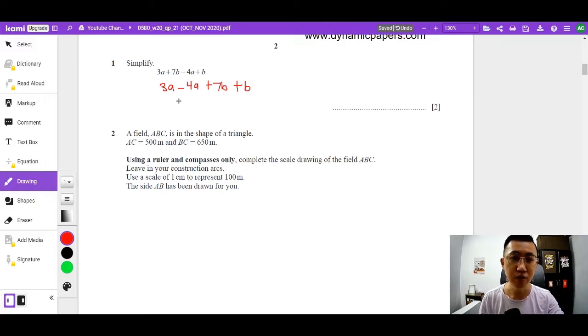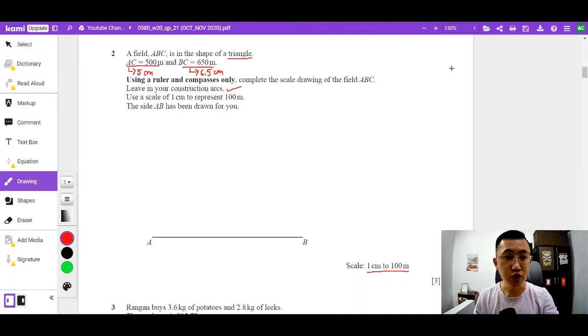So 3a minus 4a will be minus a. 7b plus another b, that will be 8b. Okay, so you show it like this for the working and then you write it another time. So minus a plus 8b. Okay, so there you go. That is the first question there.